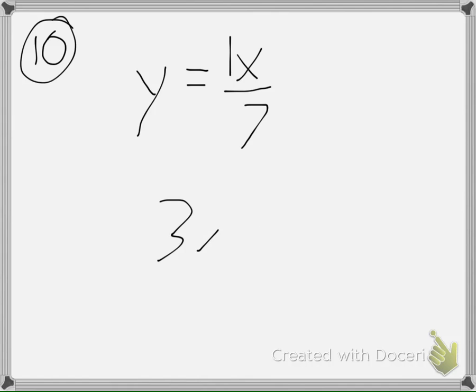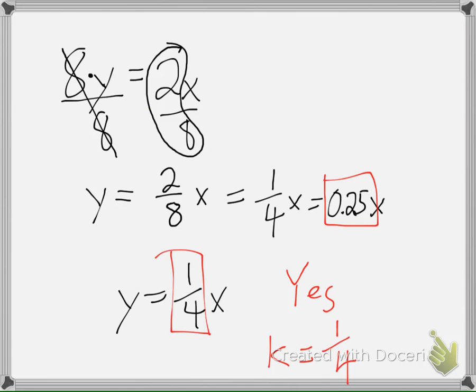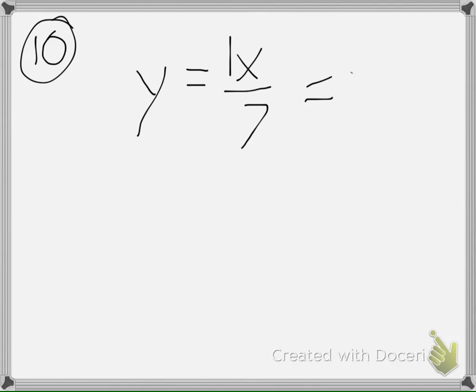It would just be 1x divided by 7. No, remember we just looked at this example, 2x divided by 8, we said was the same thing as 2/8 times x, right? We can take the number, divide the number by the number, and then just multiply the variable out beside it. 1x divided by 7 is the same thing as 1/7 times x.